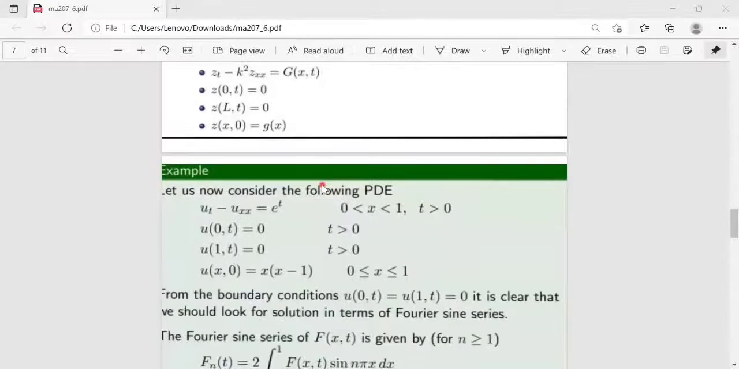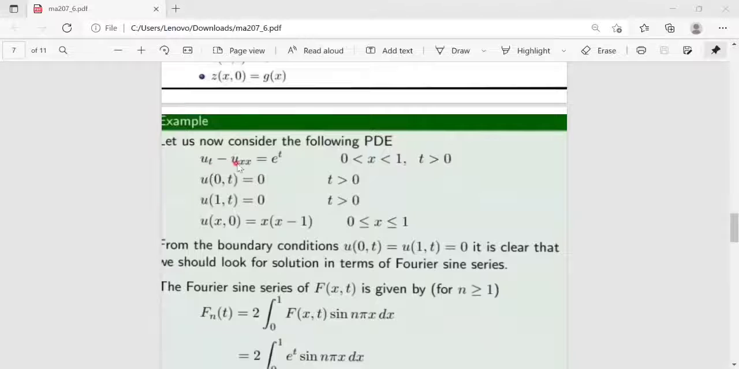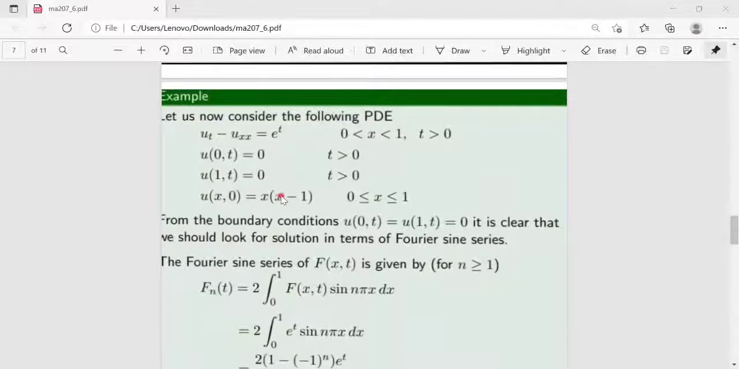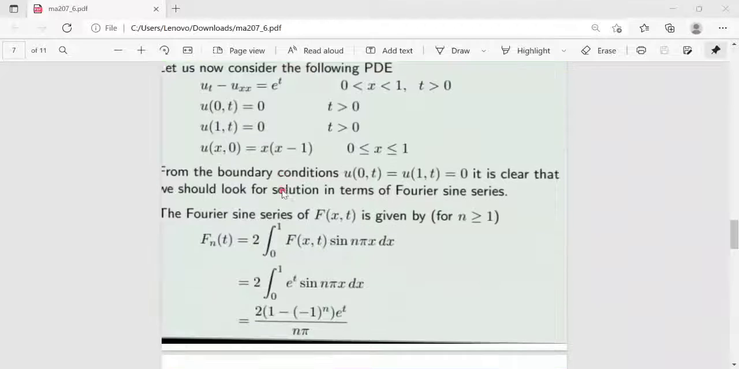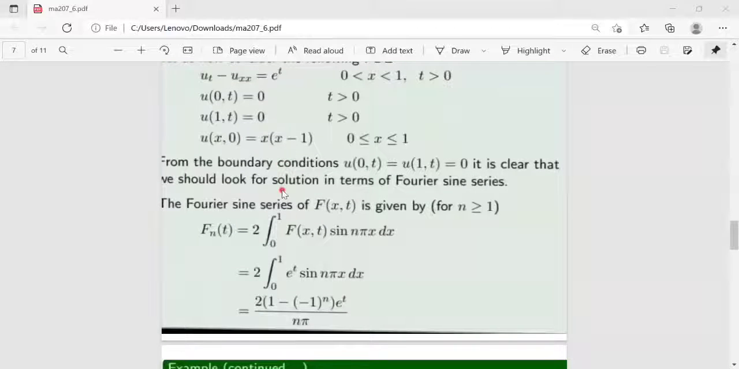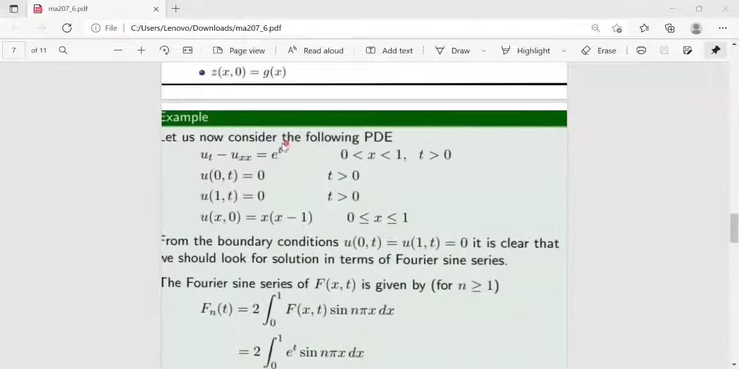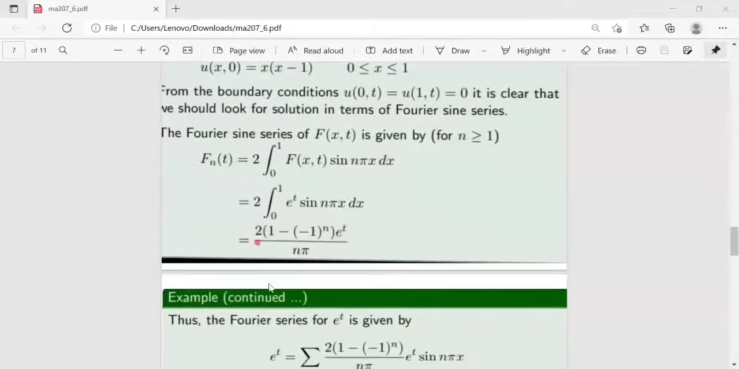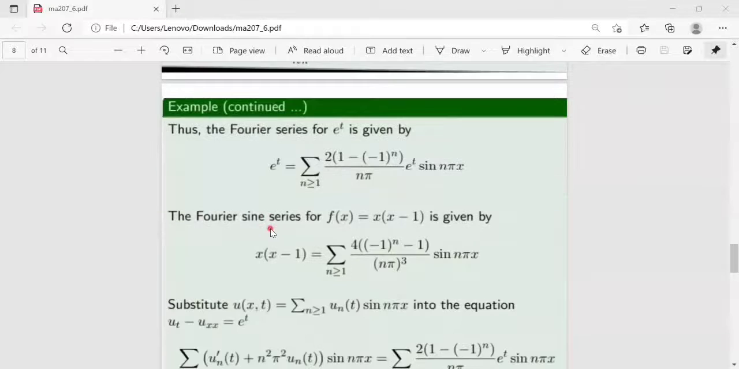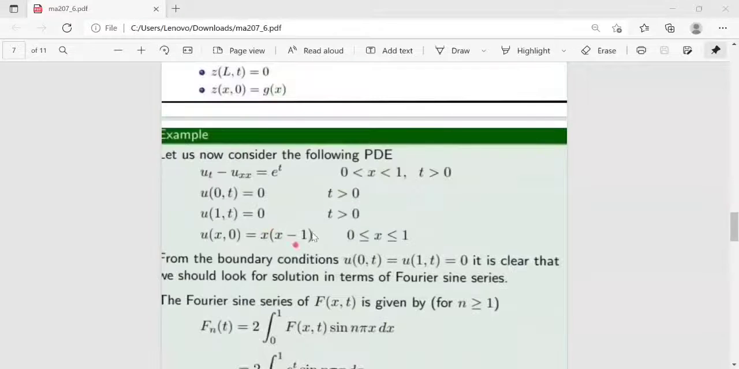Let's look at an example. Here u_t minus u_xx is equal to e to the power t. Luckily, the boundary values are given as 0 and 0, otherwise we would have to substitute a z. First we are going to look at the Fourier sine series for this e to the power t. We get this, and we can find the Fourier series for it.